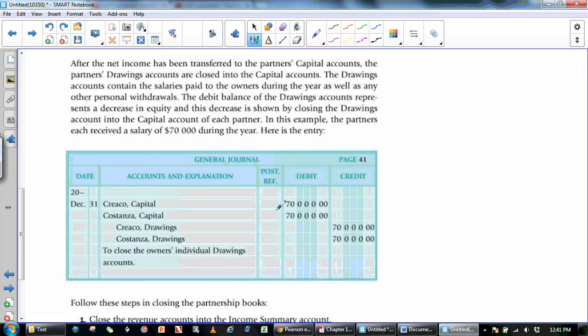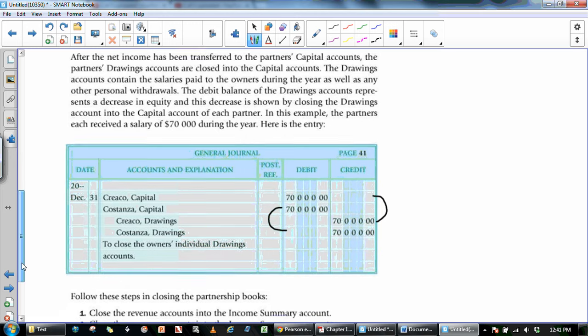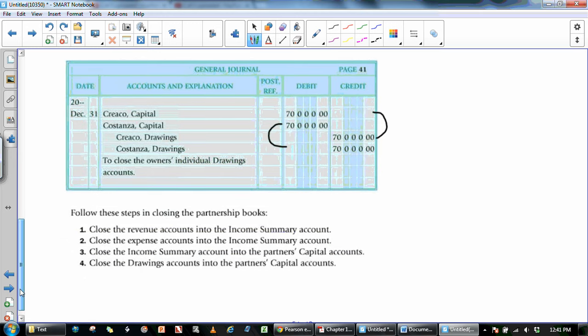Okay, so here, Kriego drawing, these are together. Kriego drawings is going to reduce Kriego capital, and then Costanza drawings is going to reduce the Costanza capital. Now, coincidentally, both of these are equal, but it could easily be different. This number has to match with this number because they're both Kriego capital, they both belong to Kriego, and these two numbers have to match. It just so happens that all four of them match. That doesn't have to happen if they don't share the net income equally.